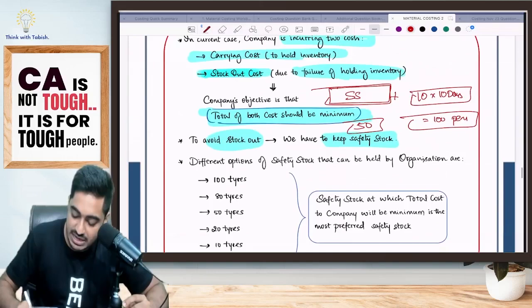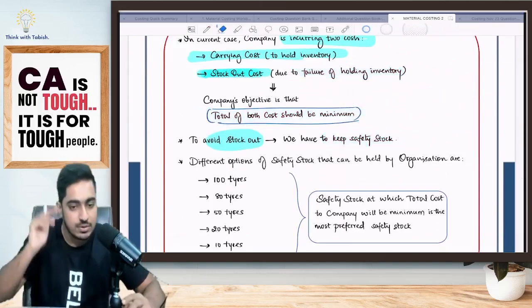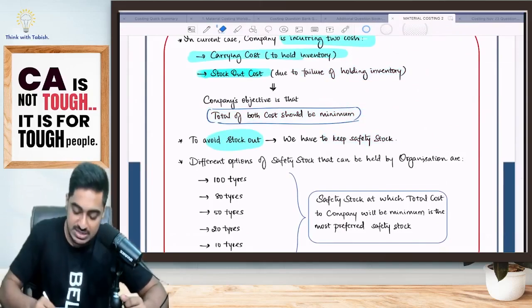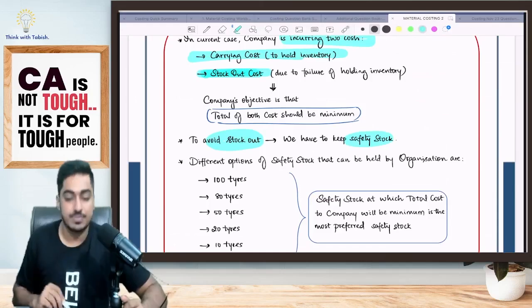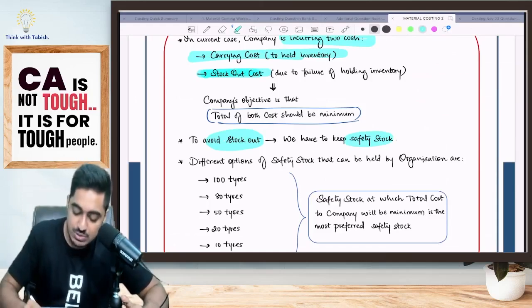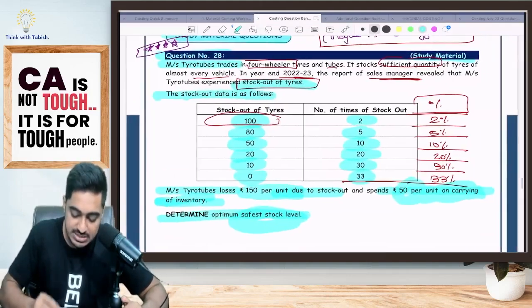Okay, sir. Till here I have understood. So the company is incurring two costs, carrying cost and stockout cost. The total of the two costs should be minimum. Yes, if I have to overcome my stockout, for that I have to keep my safety stock. The question is asking how much safety stock I should keep. Now see what all possibilities can happen. Now pay attention, students.